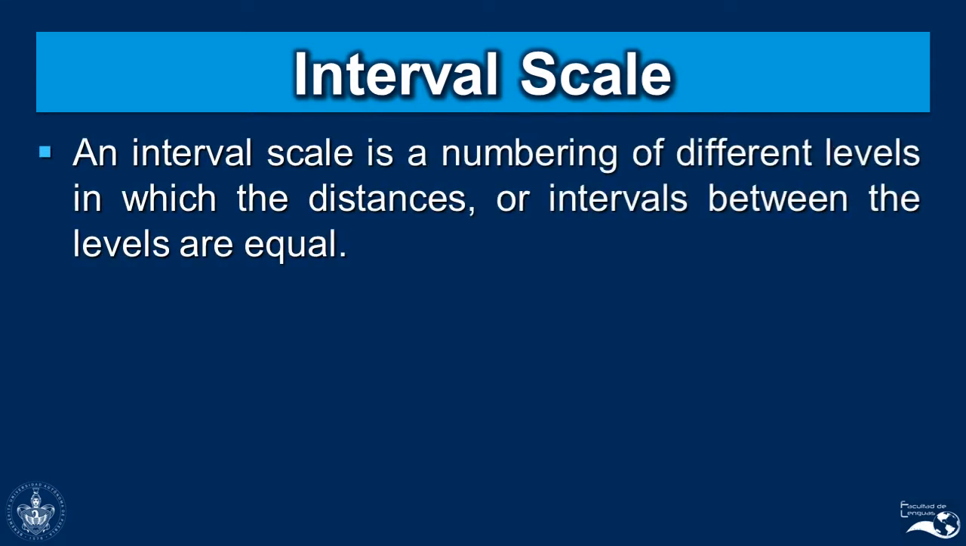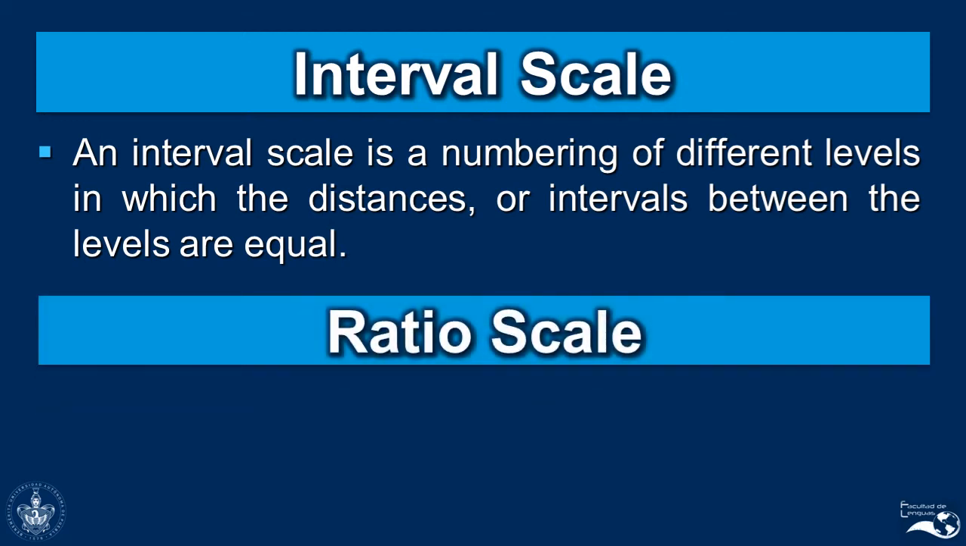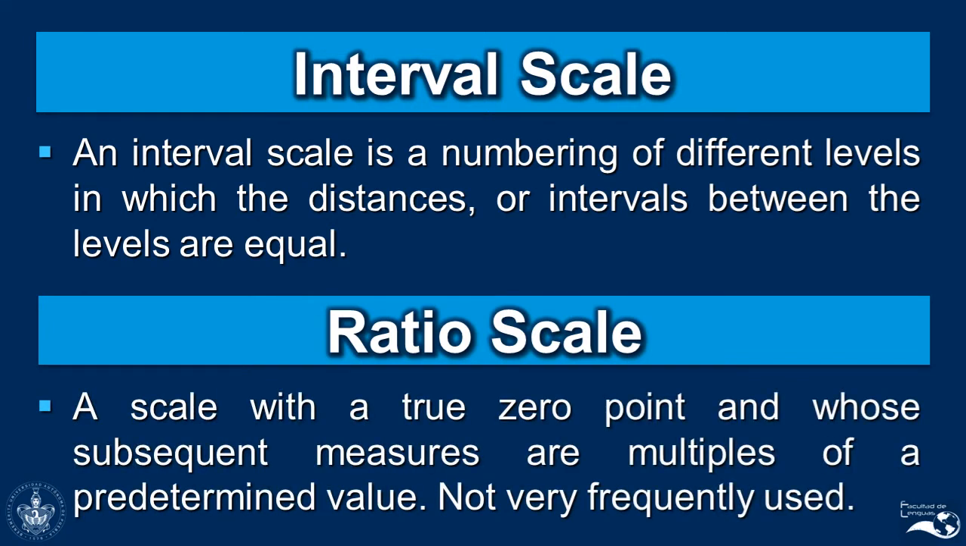Another kind of scale is the interval scale. And the interval scale is different because in this case there is a numbering of the different levels, but in this case the distances or intervals between the levels are equal. That's what we call equal intervals. We're going to see an example on the next slide, but now we're going to look at another scale, which is the ratio scale. In a ratio scale, we have a true 0 point.